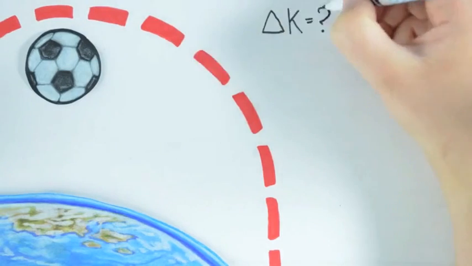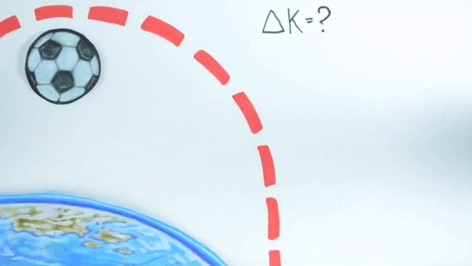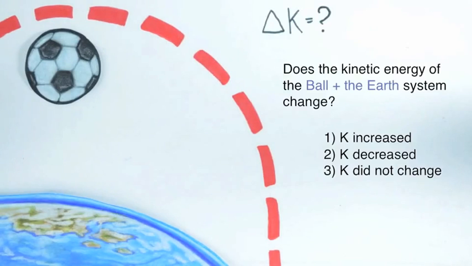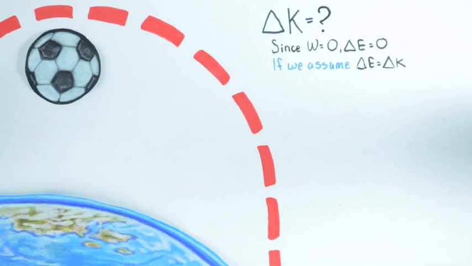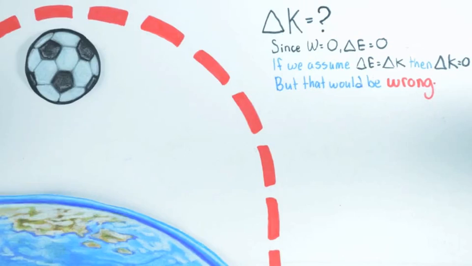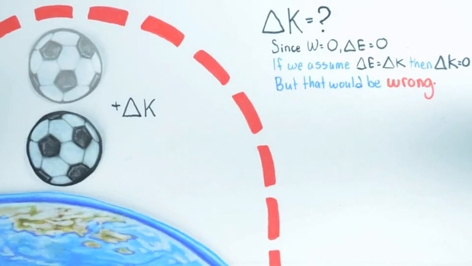Okay. Then what can we say about the change in kinetic energy of our system? Give this question a try. The energy principle tells us directly that since the work done is 0, the change in the total energy E is also 0. Now, if we made the assumption that delta E is equal to the total change in kinetic energy, then we might conclude that the change in kinetic energy of the system is 0. But that would be wrong, because as we already found, the ball clearly has a positive change in kinetic energy. Using a different choice of system isn't going to change that.